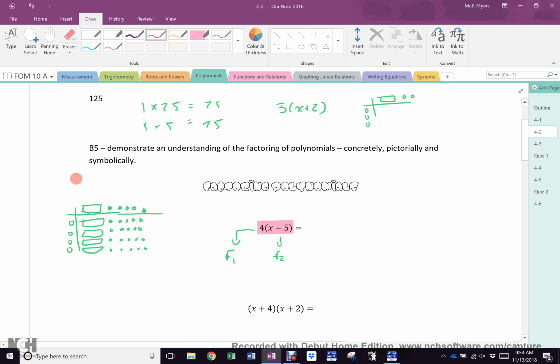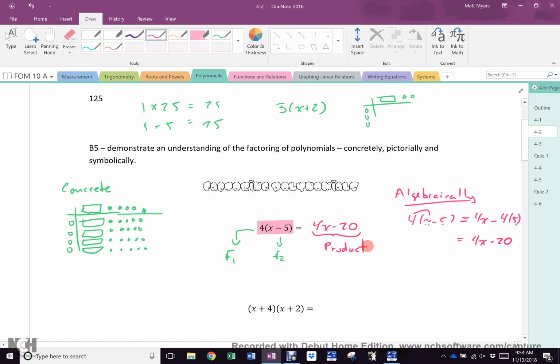If we were going to do it algebraically, what would it look like? This is concrete, showing me what is actually happening. What is it algebraically? What would I do when faced with that? I would use distribution, which is 4 times x minus 4 times 5, which is 4x minus 20. Yeah? So this is my product.